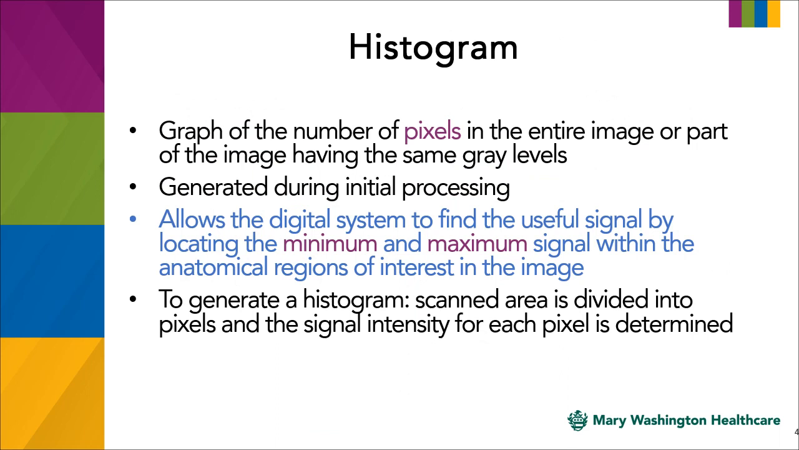So the histogram is a graph of the number of pixels in the entire image having the same gray levels. It's generated during initial processing. It allows the digital system to find the useful signal by locating the minimum and maximum signal within the anatomic regions of interest in the image. To generate a histogram, the scanned area is divided into pixels and the signal intensity for each pixel is determined.